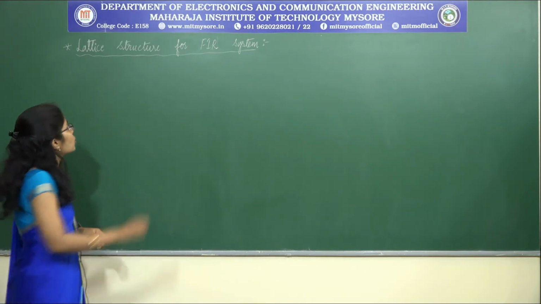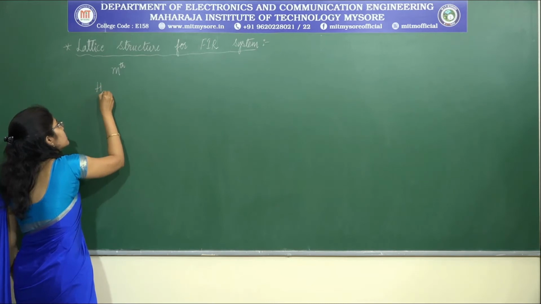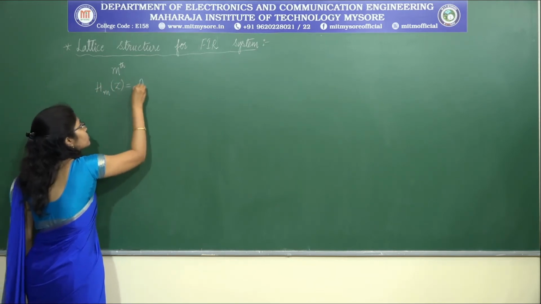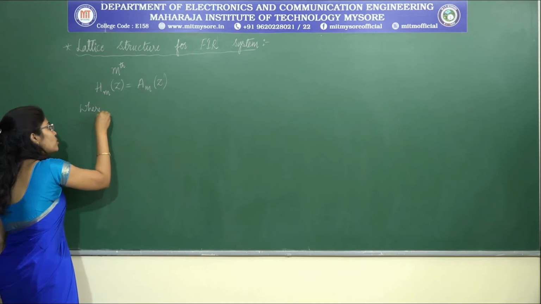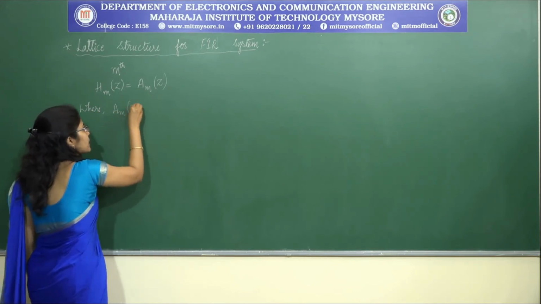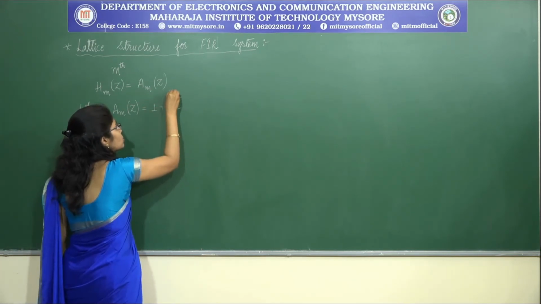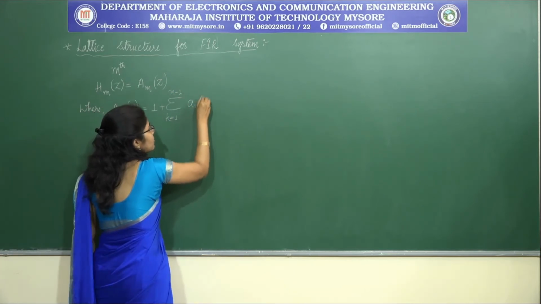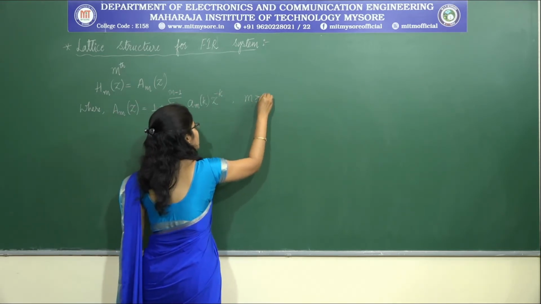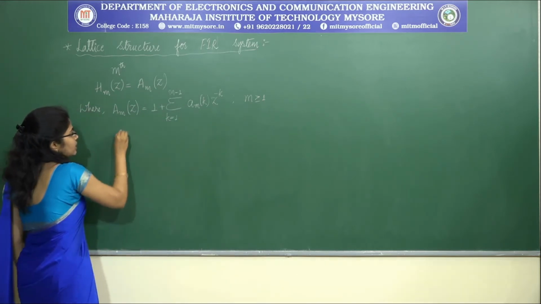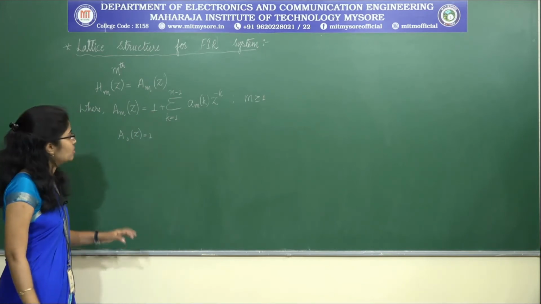So if we consider mth order FIR filter, its system function Hm of z will be equal to a polynomial Am of z, where Am of z is a polynomial which is given by Am of z equal to 1 plus summation k ranges from 1 to m minus 1 Am of k into z power minus k, for m greater than or equal to 1, where A0 of z is always equal to 1.